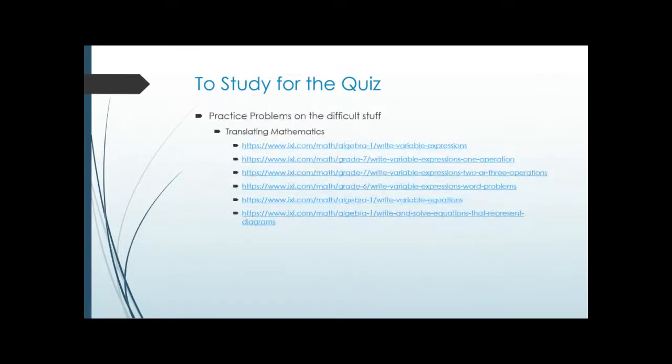Translating mathematics is also very hard, because when you're doing word problems, you have to be able to translate first. So I have found lots of different practice problems on that in various forms: variable expressions with 1 operation, 2 or 3 operation word problems, equations, things with diagrams. There are lots of different links here to help you out, because I know that translating is the most difficult part for people, and that's why word problems are so hard.